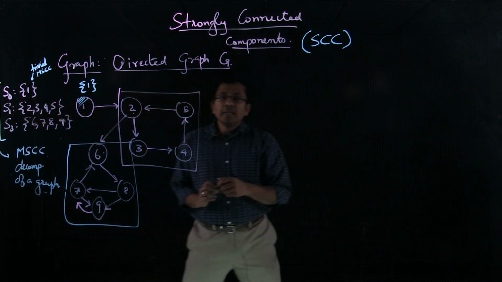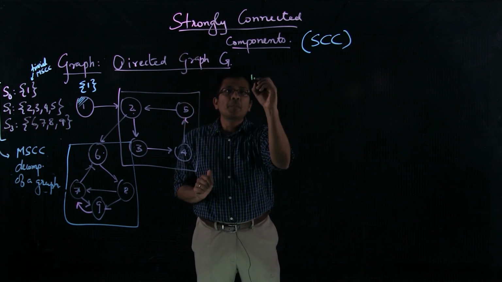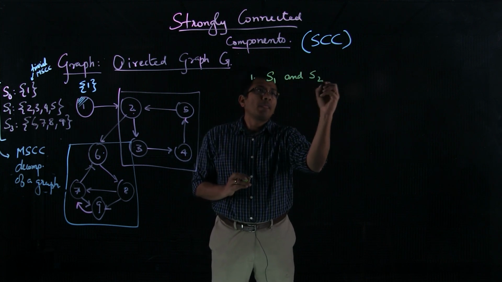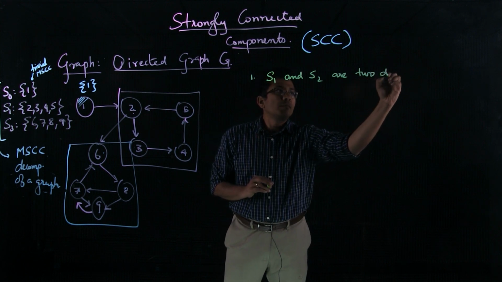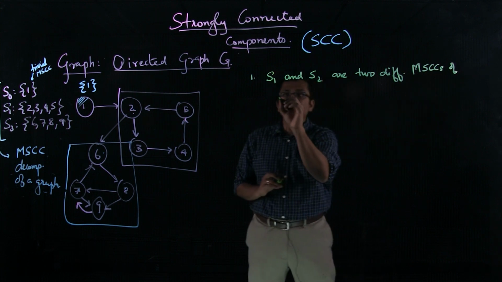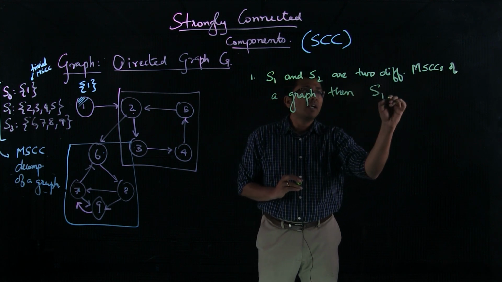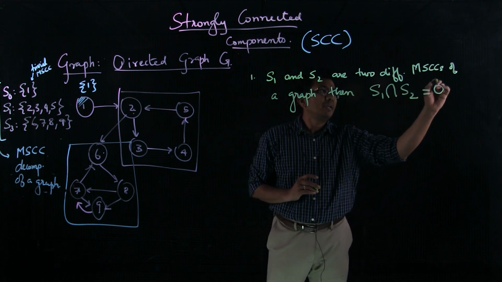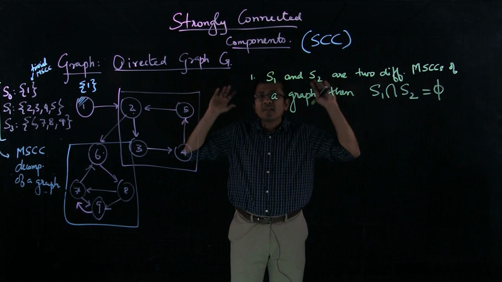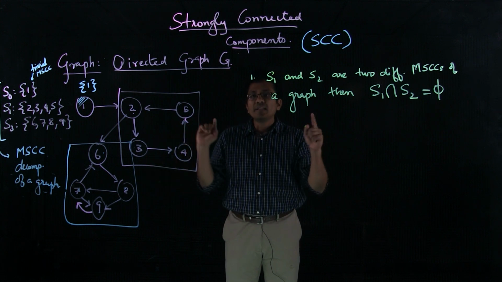Okay, so let us talk about the properties of maximal strongly connected components. First property: if S1 and S2 are two different MSCCs of a graph, then S1 intersection S2 better be the empty set, which means that maximal strongly connected components cannot share a vertex. If they are different maximal strongly connected components, they cannot share a vertex.